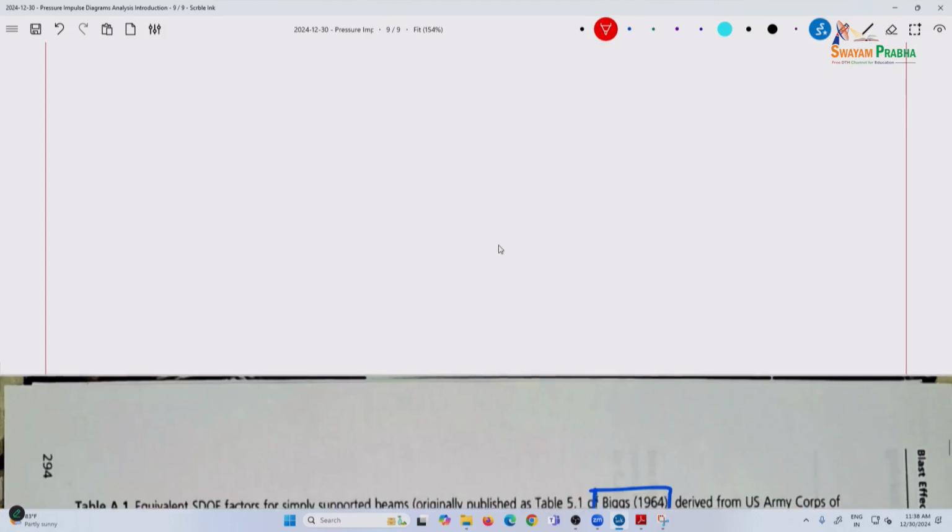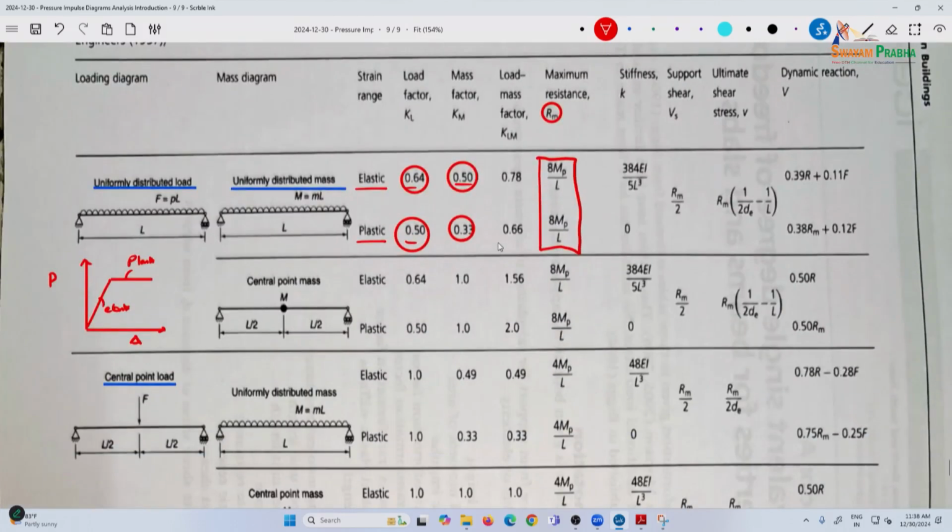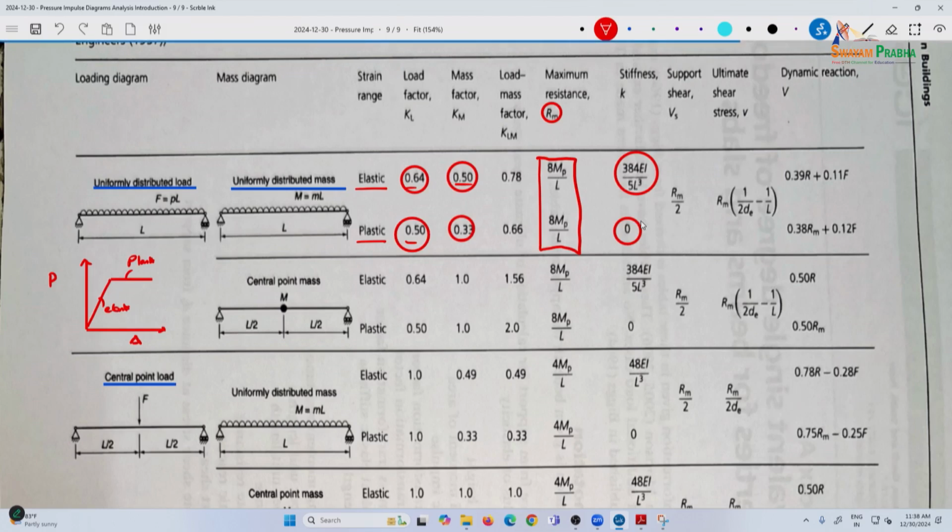Then you set up your differential equations based on these two factors. You have KK and you have KL. So, these are the stiffnesses in the two cases. There are other things we will address. These are the ultimate shear force, the support shear. In this case we will address all of this.